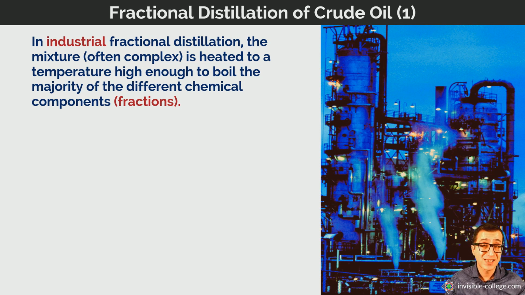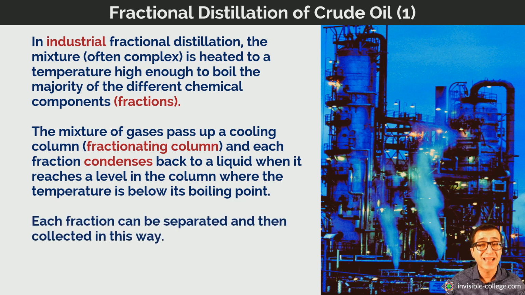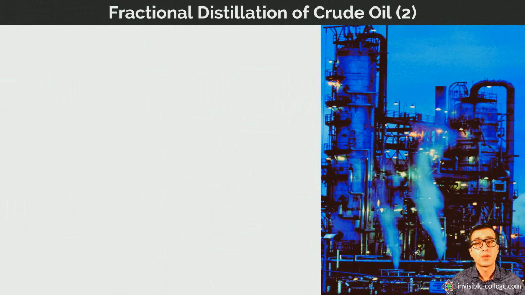Instead of boiling each fraction separately and condensing it separately, we boil the entire mixture so that we now have a mixture of gases. That mixture of gases then rises up a device called a fractionating column, which is hotter at the bottom and cooler at the top, and each fraction will condense back to a liquid when it rises up to a level in the fractionating column where the temperature is below its condensation point or boiling point. So each fraction can then be separated and collected in that way.